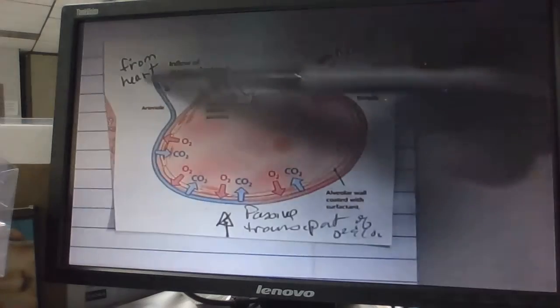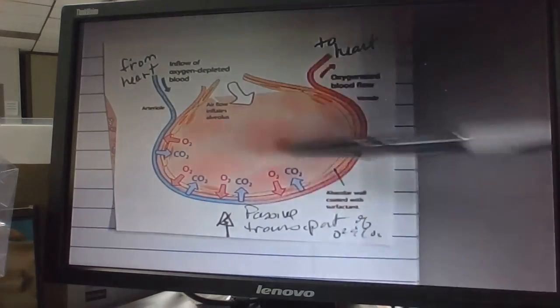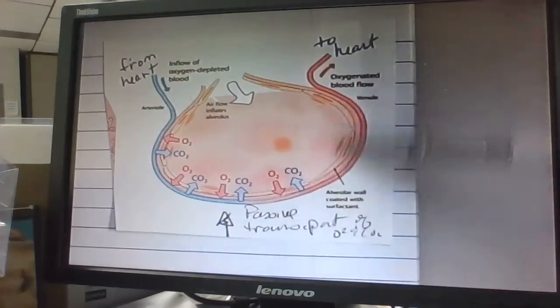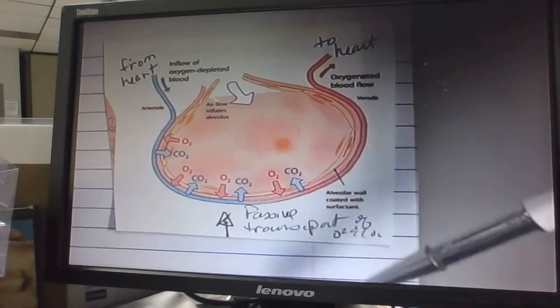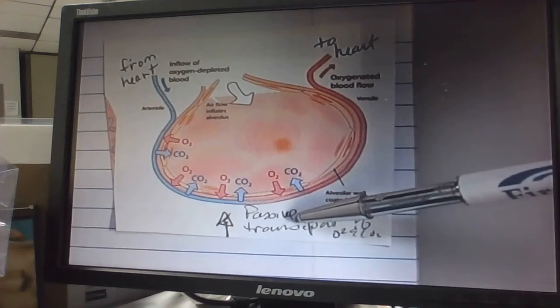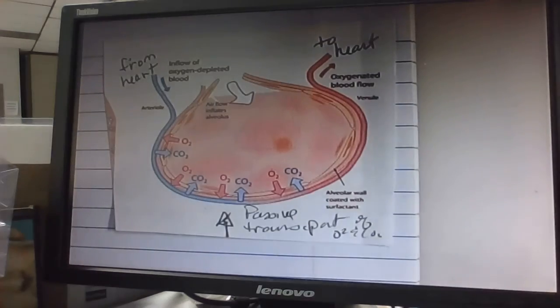So this little capillary is showing how in the lungs it wraps around. It's like a little netting, if you will, that wraps around each one of those alveoli. And as it goes around it, we inhale oxygen-rich air in, and so that oxygen is able to diffuse into the blood. Carbon dioxide diffuses out of the blood. When we exhale, we get rid of that carbon dioxide.